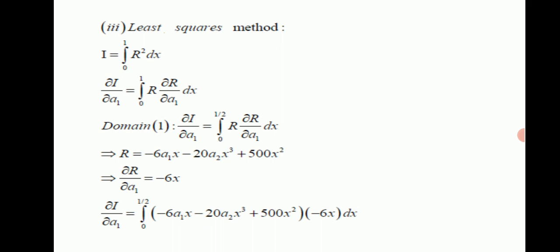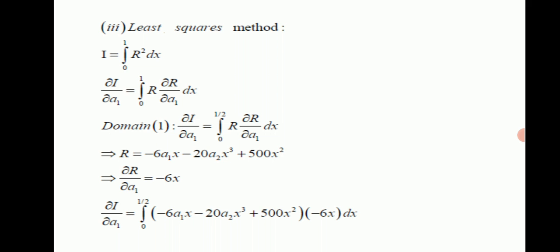So we will use the other formula, dou I divided by dou a1 is equal to integral 0 to 1 of r into dou r divided by dou a1 into dx. And for domain 1, dou I divided by dou a1 is equal to the limit 0 to 1 by 2 of r into dou r divided by dou a1 into dx. So r is equal to minus 6 a1x minus 20 a2x cube plus 500x square, and dou r by dou a1, that is, differentiating the term with respect to a1, we will get minus 6x.